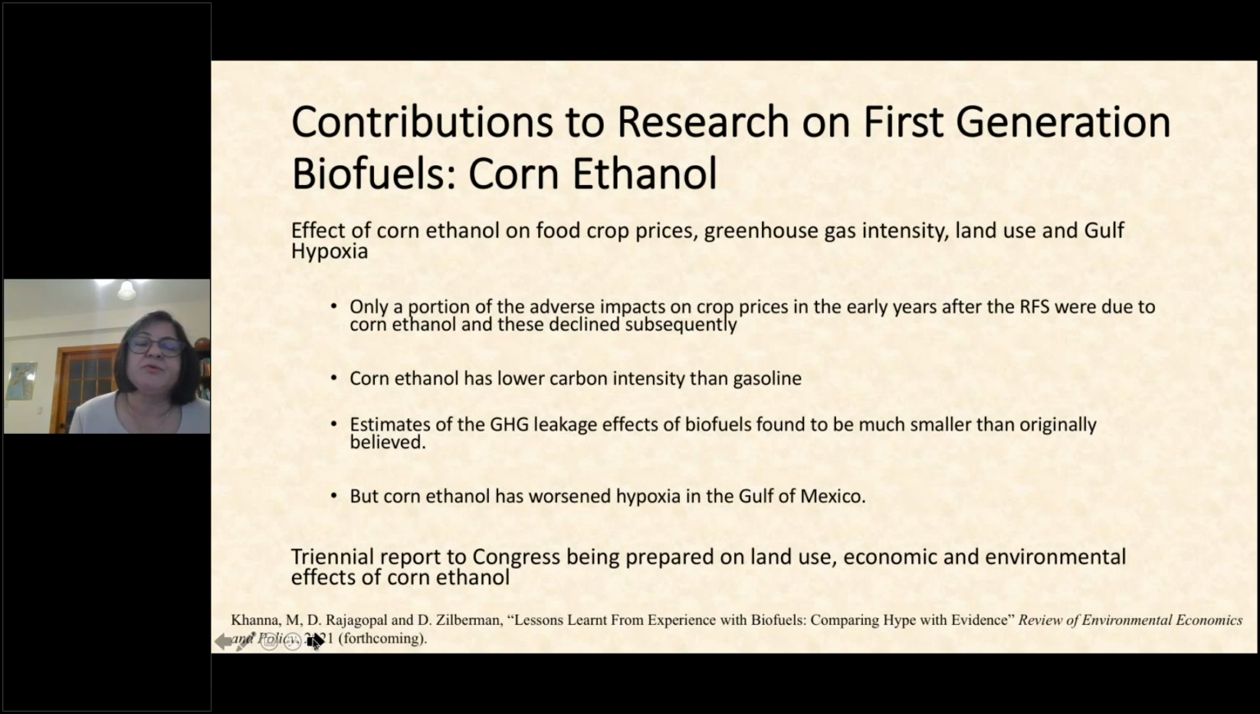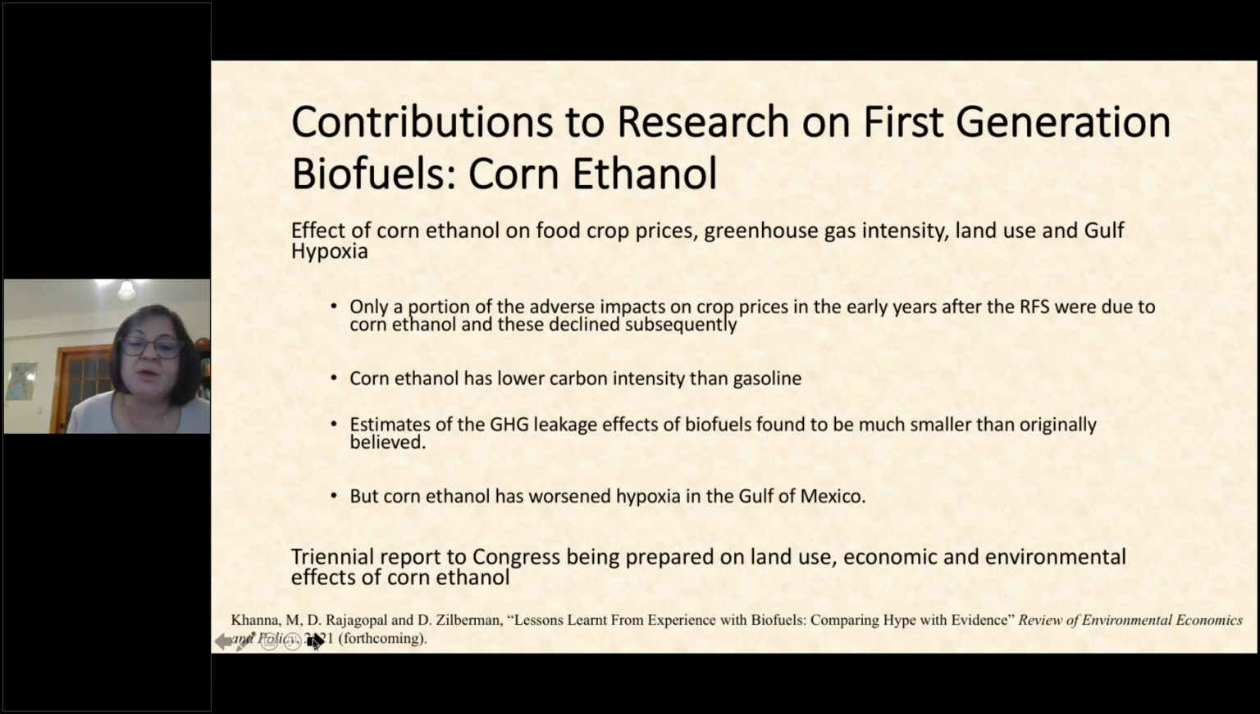There's also quite a bit of consensus now in the literature that corn ethanol does reduce carbon intensity compared to gasoline. That has been very controversial, with a number of studies suggesting that it could be worse than gasoline, but careful analysis shows that is not the case.